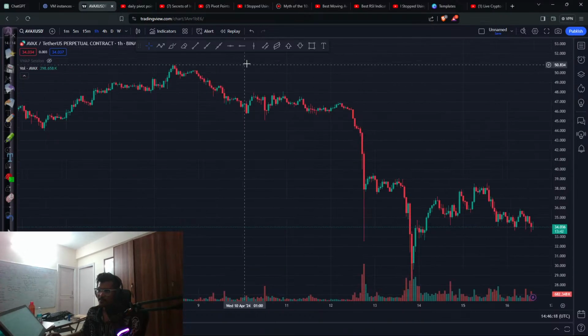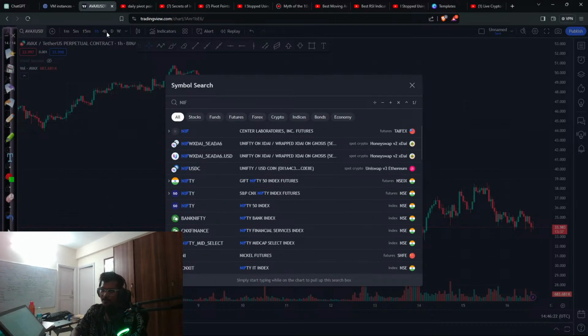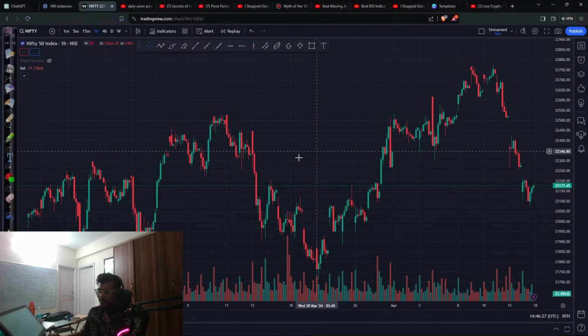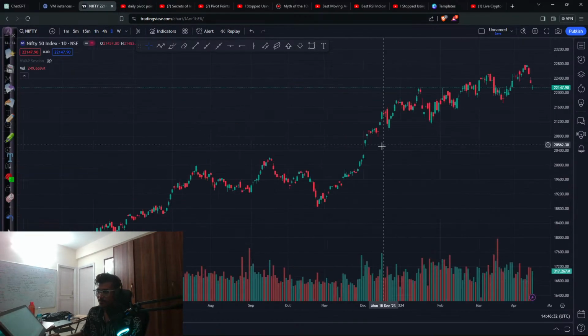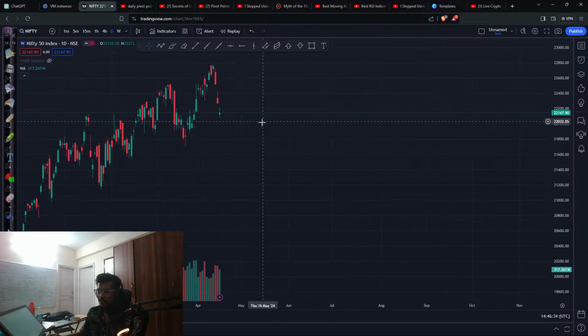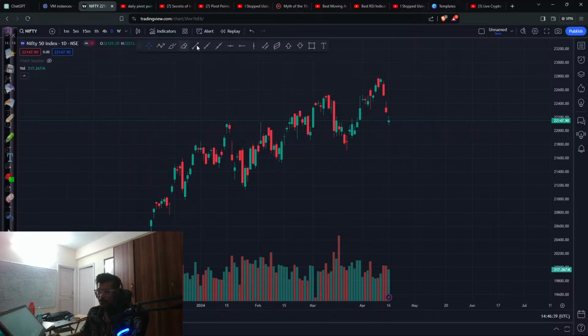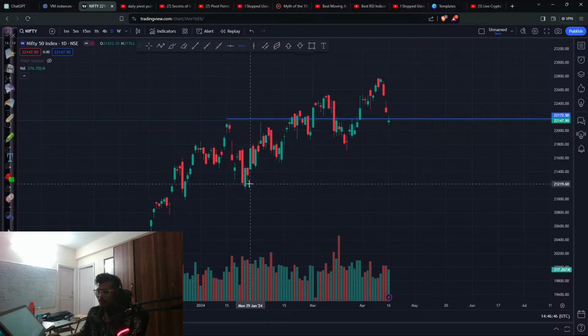Okay, so for instance, we can take the Nifty 50 index from NSE. It has a lot of gaps there. Anyway, so what we see here now if we apply the same principle, I'm going to do it here and like this. Okay, so this was the start of the move.